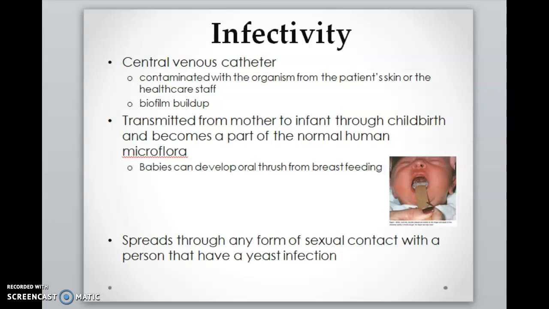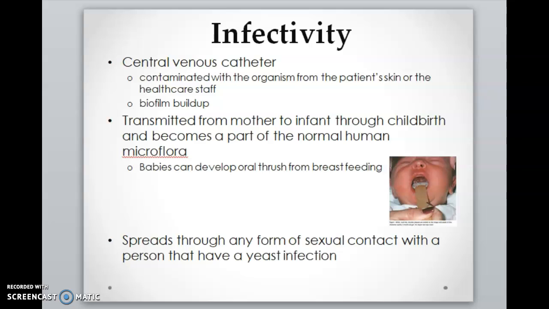Infectivity. Candida albicans infection is one of the most common causes of hospital-acquired infections. The central venous catheter often becomes contaminated with the organism from the patient's skin or the healthcare team. It leads to biofilm buildup within the catheter. The organism is transmitted from mother to infant through childbirth, and it becomes a part of the baby's microflora.